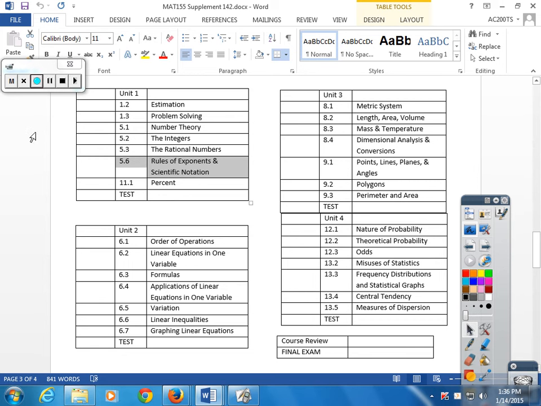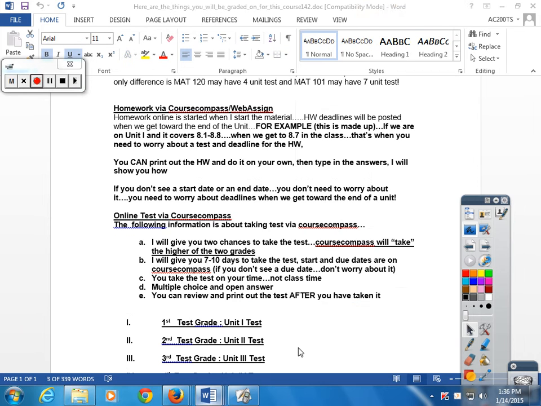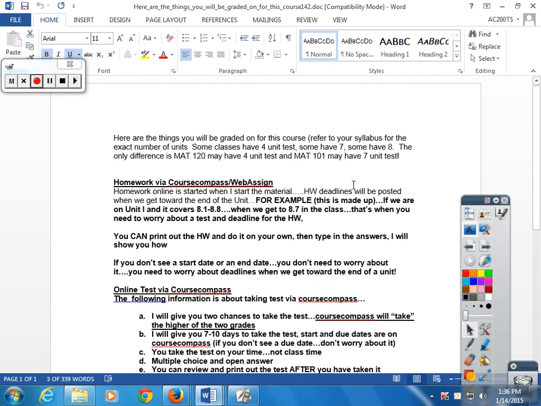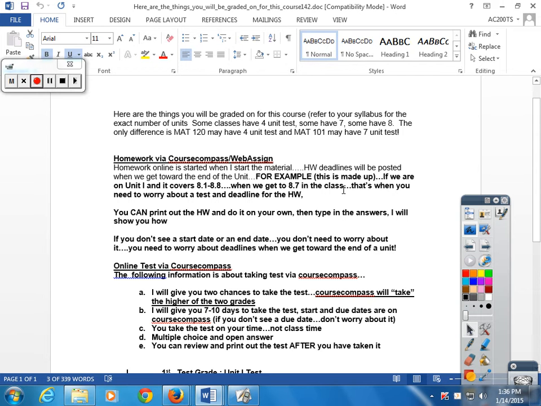So, what was the name of the first one? This was the one that goes on the front right here. This is your handout, the supplement. The other one is things you will be graded on. That's this one right here. At the top, it's got, here are things you will be graded on.